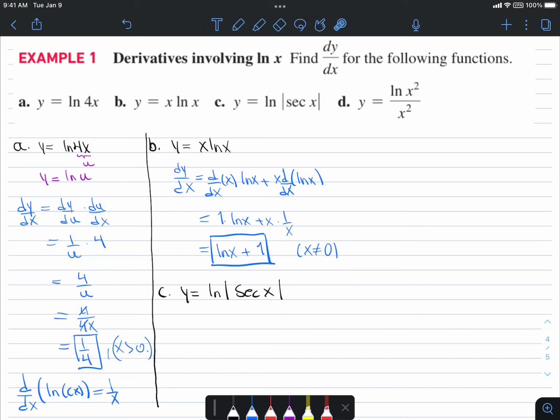So it's just going to be dy dx will be 1 over secant x, and you can keep the absolute value here, times the derivative of secant x. It's 1 over absolute value secant x. And the derivative of the secant, I don't remember that one, but I do believe it's secant times tangent. If I'm wrong, we can check, but I believe this is secant times tangent. So this is what we have. The derivative of the inside.